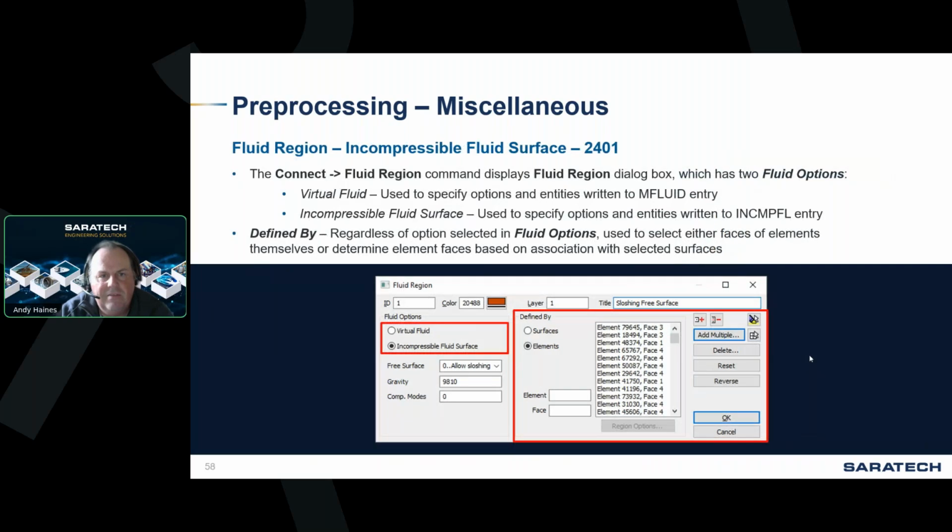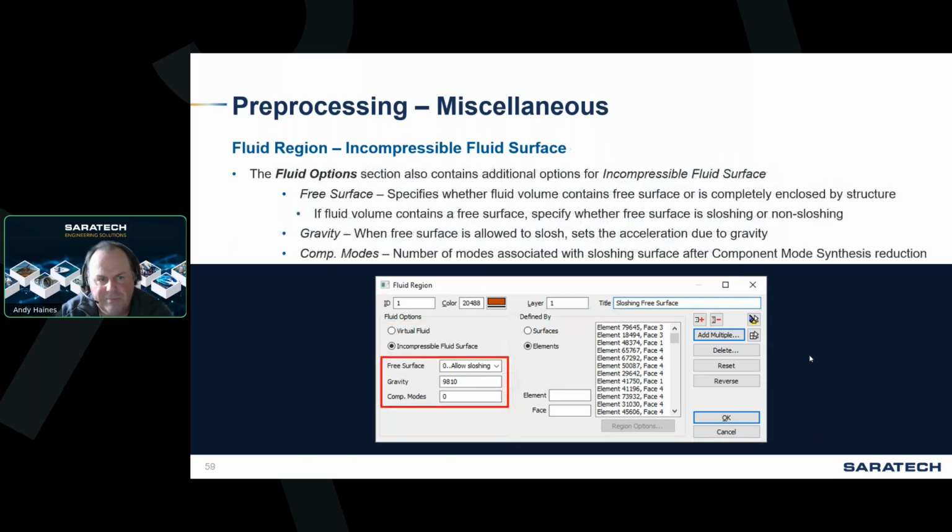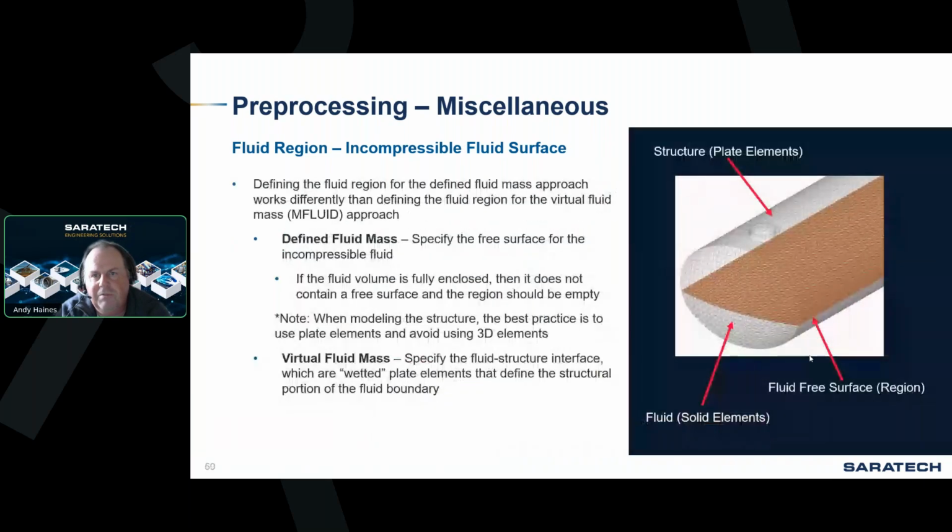Another thing we did was add support for the incompressible fluid surface. So we always had support for the virtual fluid, which was an M fluid before, but now we actually have support for this incompressible fluid surface. There's a couple of options that you can specify here for it. What it's really for is essentially so you can determine your sloshing modes.